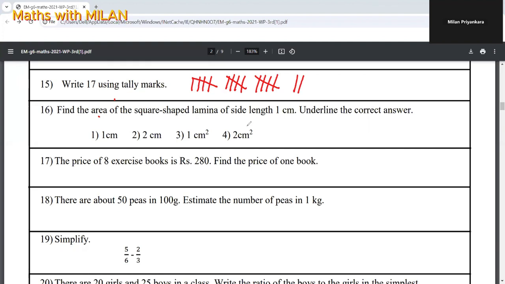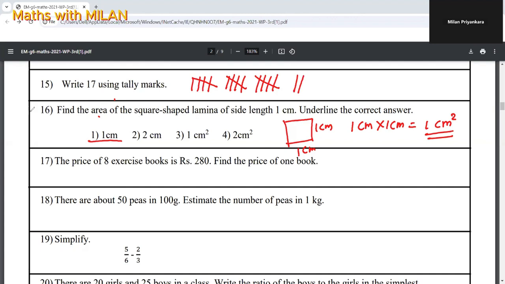And what about this: find the area of a square-shaped lamina of side length 1 centimeter? Underline the correct answer. Very simple. So obviously it is this answer, because 1 into 1 is 1, right? In the best mathematical representation, 1 centimeter into 1 centimeter is equal to 1 centimeter squared, right? So the answer is 1.